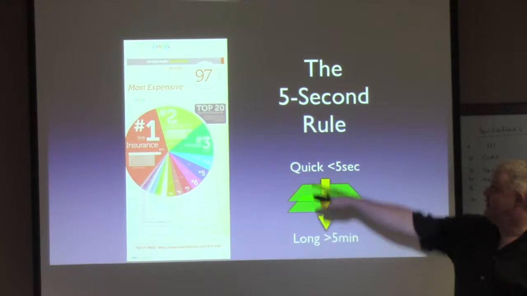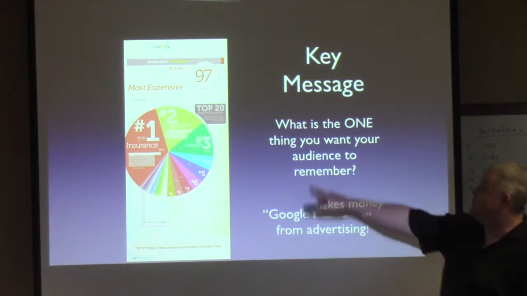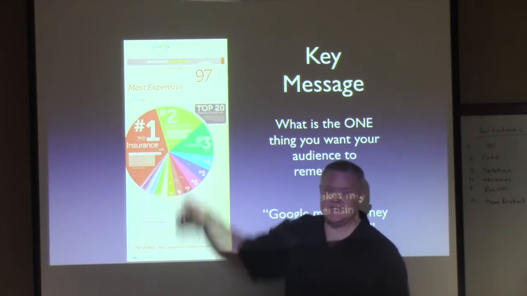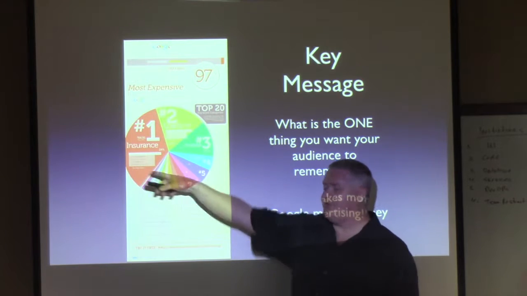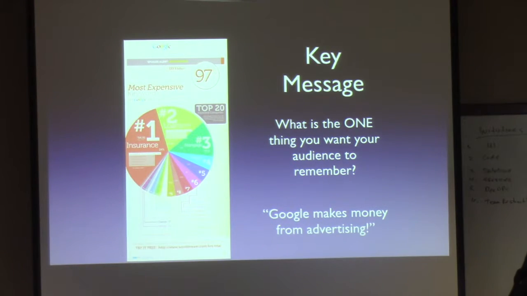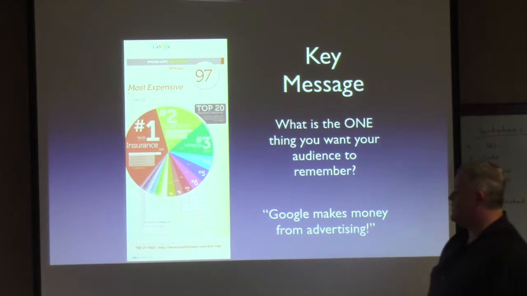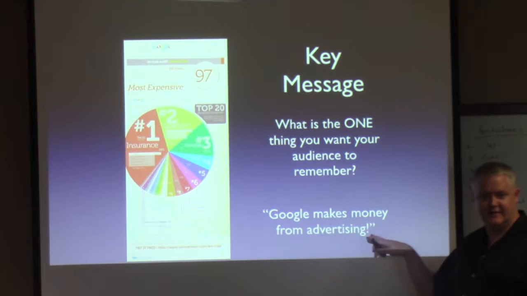In this case, this is where does Google make its money, right? And so it starts with this chart up at the top, little stack bar. It says 97% of the revenue comes from advertising. They have this bright, colorful pie chart that shows you the top 20 most expensive keywords you can buy on Google AdWords. But as long as you walk away understanding Google makes their money from advertising, mission accomplished.